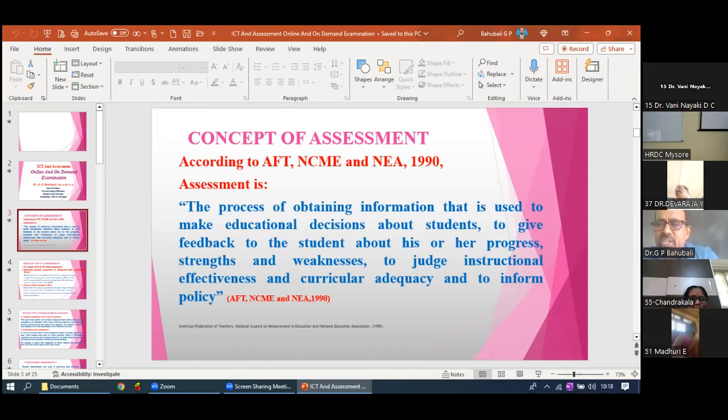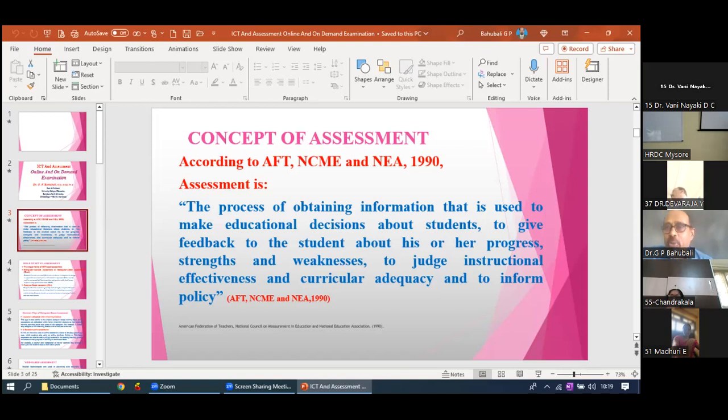So assessment is not restricted only to judging the students' learning. It goes beyond that concept. Maybe that is one of the intentions. To a larger extent, most of us have the concept that knowing the amount of learning of the student is what assessment does. But it goes beyond student learning, or the amount of knowledge acquired by students.